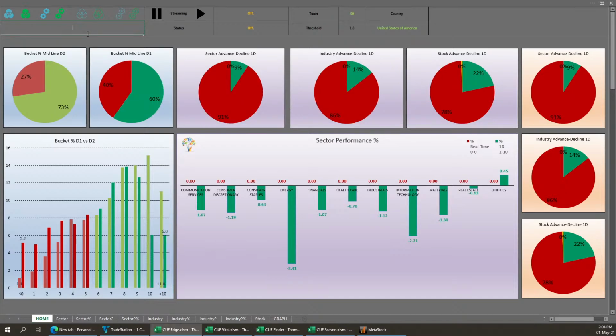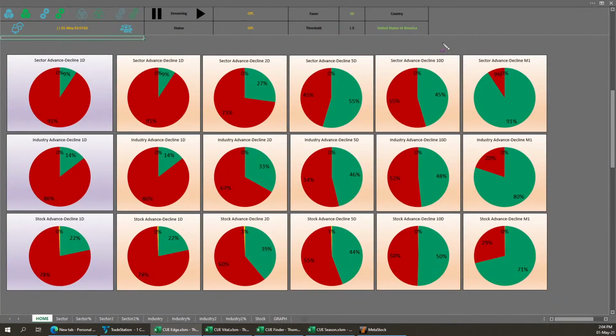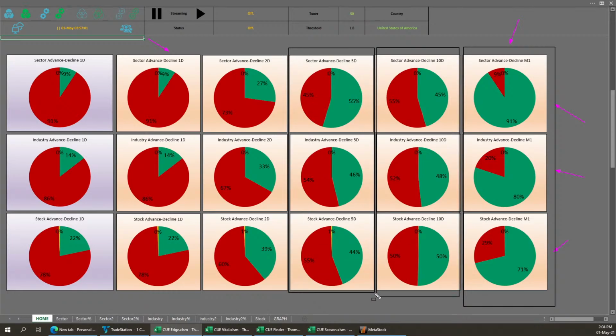Let's look at the transition. One month to 1 day, sector advanced decline, industry advanced decline, stock advanced decline. The 1 month period is remaining bullish. The 10-day period is mixed. The 5-day period is mixed. The 2-day and 1 day, that is Thursday, Friday together, and Friday, they are bearish.